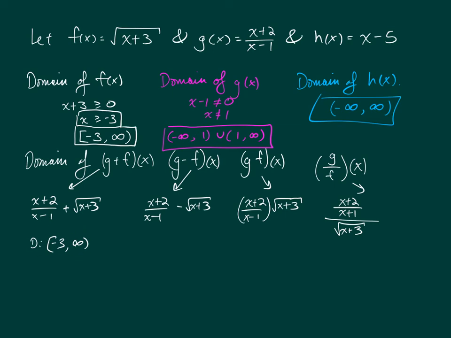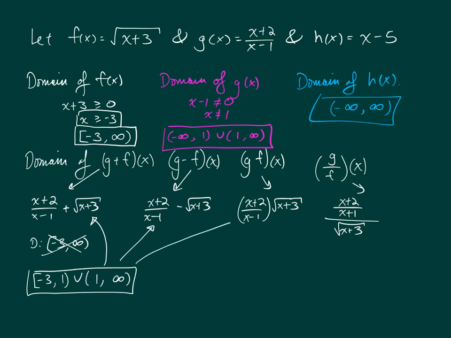So no longer will this domain work. What I said was we can be -3 or bigger, but we cannot be 1. So here is the domain for this particular function. And wouldn't you know it, it's also the domain for this one and this one. But with this last one, this domain is not going to work.